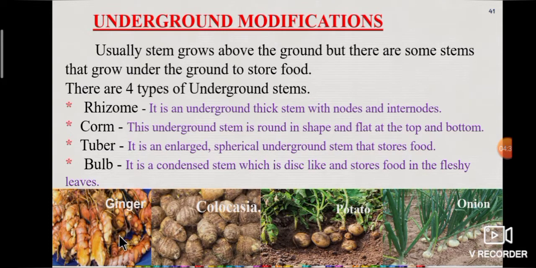Rhizome, example is ginger. Corm, example colocasia. Third one, tuber, example potato. Fourth one, bulb, example onion.